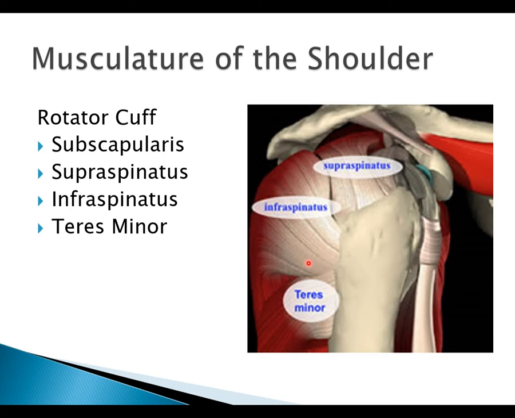Each one is going to have a specific job. We will talk about what actions they do perform, but in reality, we're talking more about their role as the dynamic stabilizers versus their roles as internal or external rotators. Our 4 muscles are going to be the subscapularis, the supraspinatus, the infraspinatus, and the teres minor.